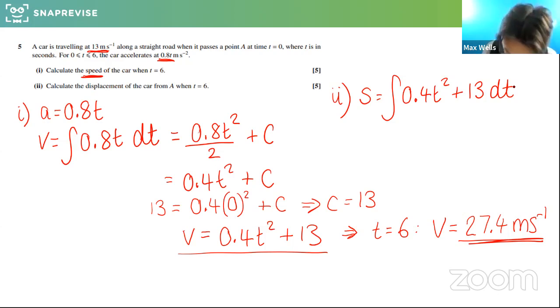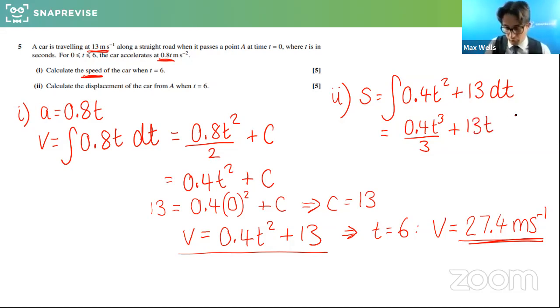Okay. And so integrating this carefully again, add 1 to the power and divide by it. So we're going to get 0.4 t cubed over 3 plus 13t plus another constant, which you could call c if you wanted, but maybe call it k as a different letter. And so here, what we're looking to do is work out what k is. Since at time 0, the displacement is 0, because we're starting from a fixed point, k will go to 0 in this one.